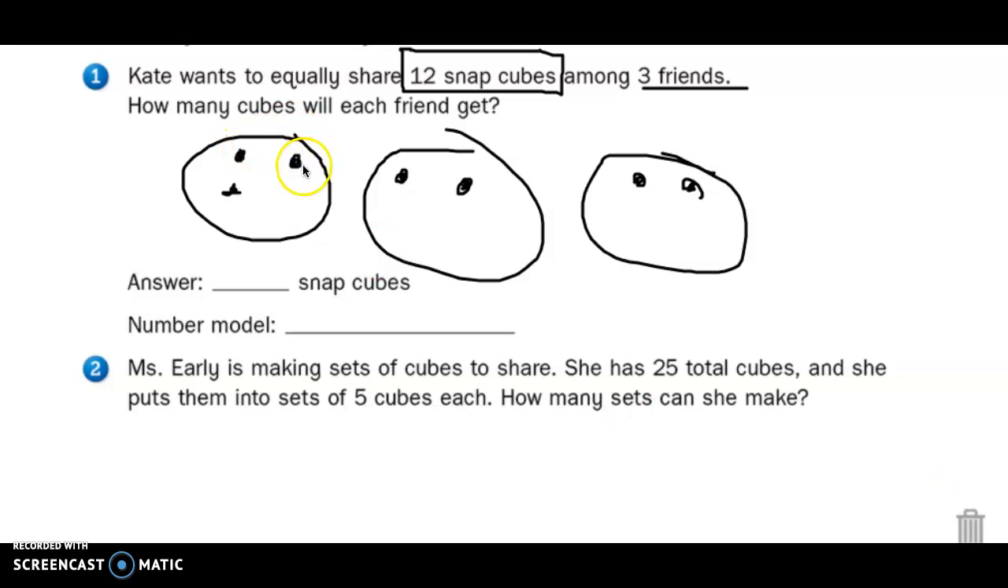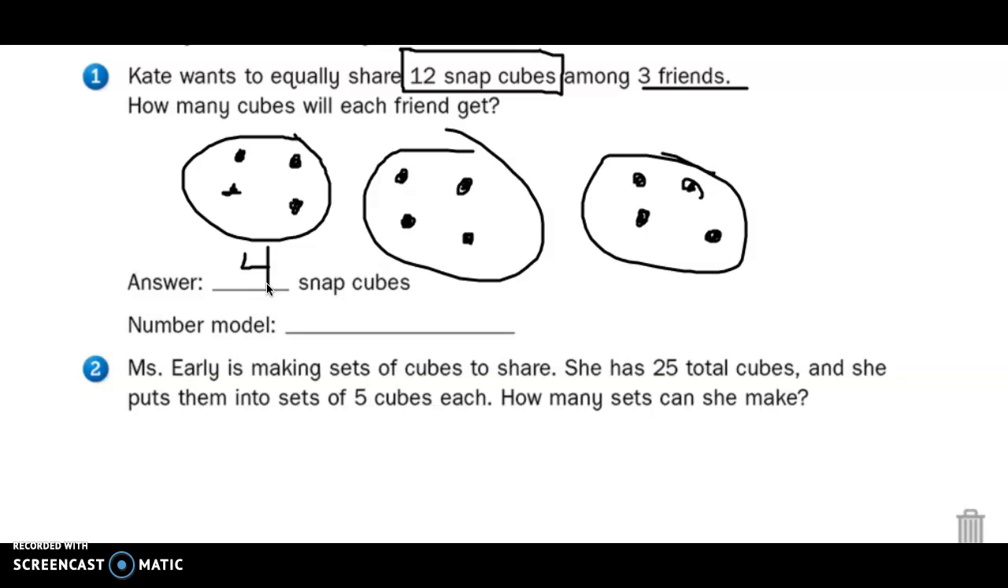So I was at 1, 2, 3, 4, 5, 6, 7. This one needs a third. 8, 9, 10, 11, 12. Our question again was, how many cubes will each friend get? Well, this is friend 1. How many did they get? 1, 2, 3, 4. Answer, 4 snap cubes. They each got 4 snap cubes.